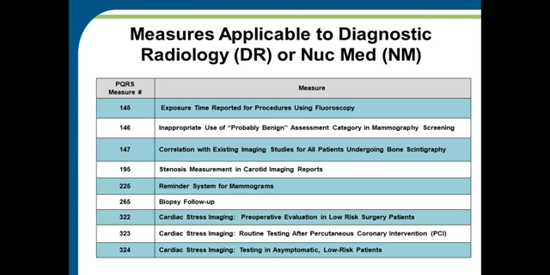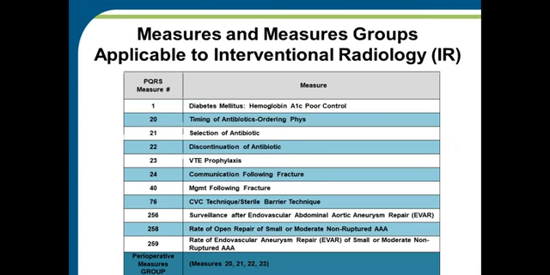And here's the list of measures primarily reportable by diagnostic radiologists or nuclear medicine physicians. The last 3 on this list, cardiac stress imaging measures, may be reportable by some radiologists, probably not very many. And I would also like to point out that these measures are only reportable through registry-based reporting.